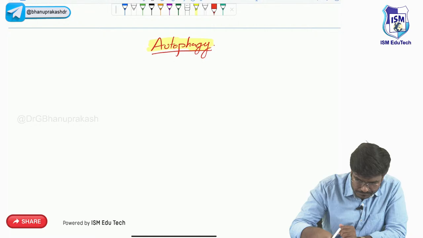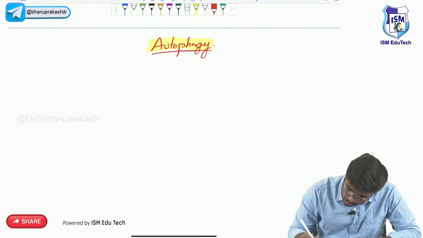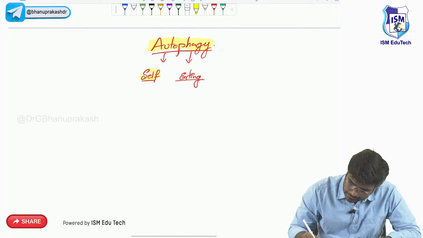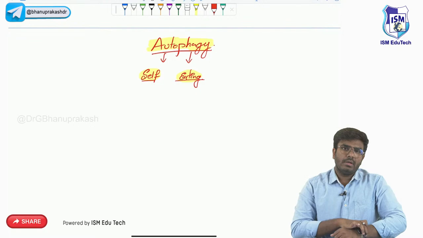Now, see, what exactly is auto? Auto means self. Phagy means eating. So, autophagy means self-eating. Now, how to understand this autophagy? Very simple. For example, try to understand.